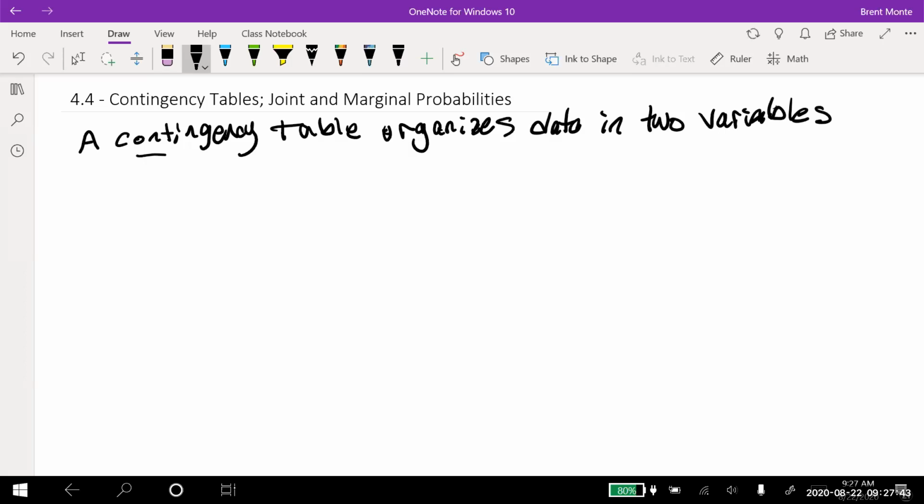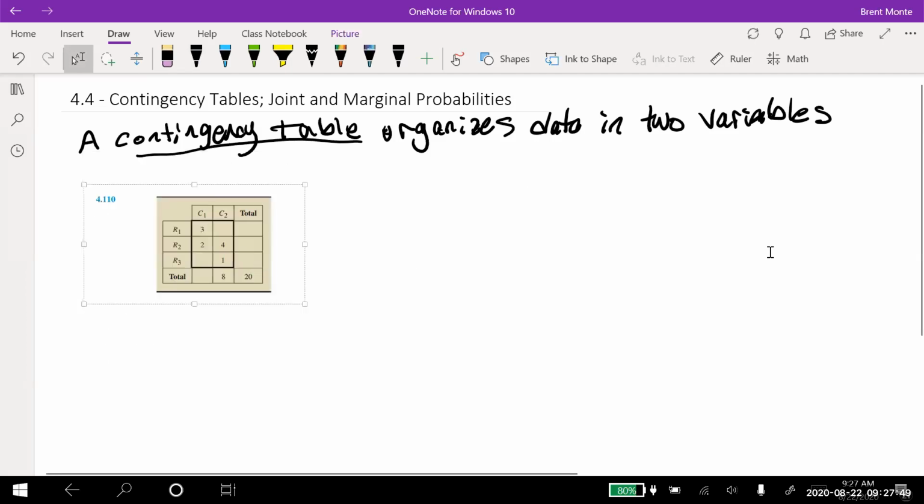So let me show you one of those so you know what I'm talking about. I've grabbed one we can paste in right here. There's a contingency table. In this contingency table, what they want us to do is fill in any of the missing items, and they also want us to talk about what the joint and marginal probabilities are.